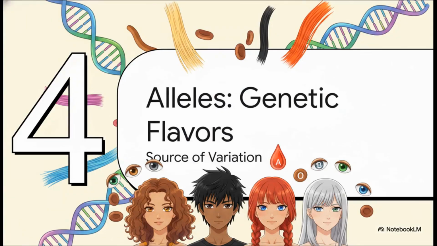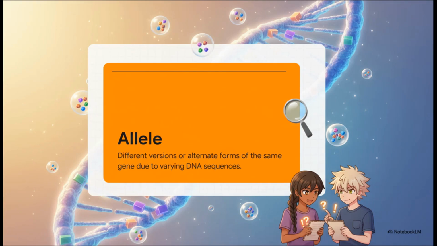Section 4. Alleles, different genetic flavors, the source of trait variation. Here's a thought. If every single human has the exact same basic genes for specific categories, we all have genes for eye color, hair type, blood type, why do we all look so incredibly different from one another? Well, that variation comes down to alleles. An allele is simply a different version or an alternate form of the exact same gene. This happens because the exact DNA sequence within that gene can vary just a little bit from person to person.